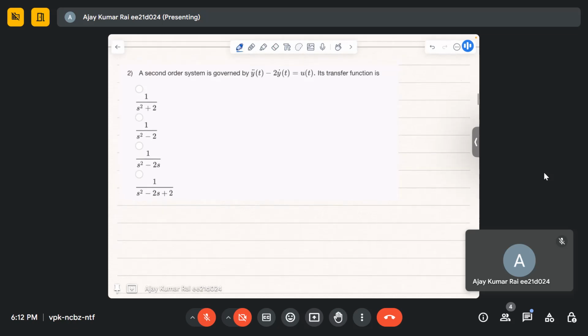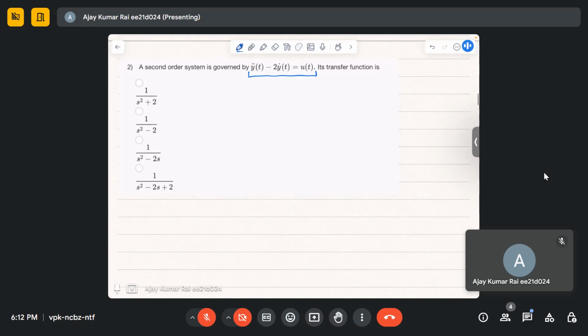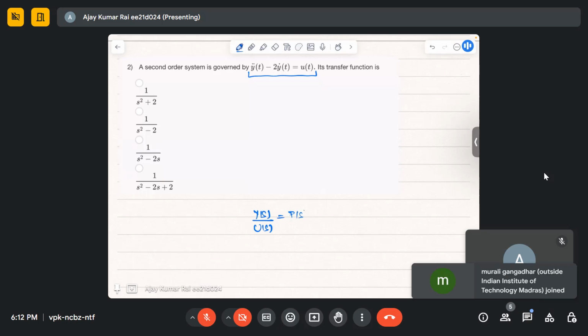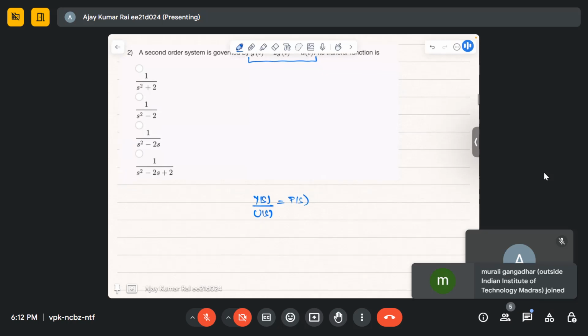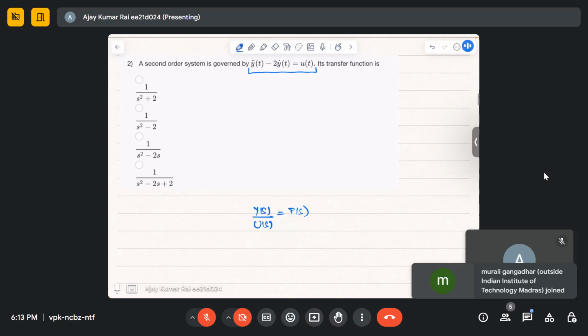So this is the equation and we have to find the transfer function. You know what a transfer function is: Y(s) by U(s) equal to P(s). We have to find the ratio of output to input. So let's take the Laplace transform.